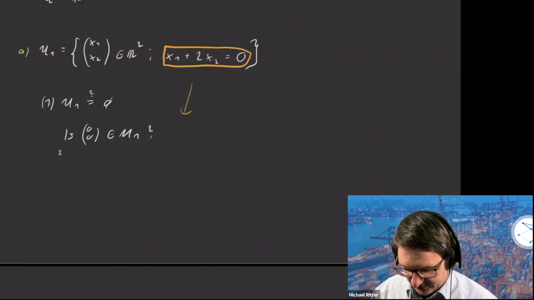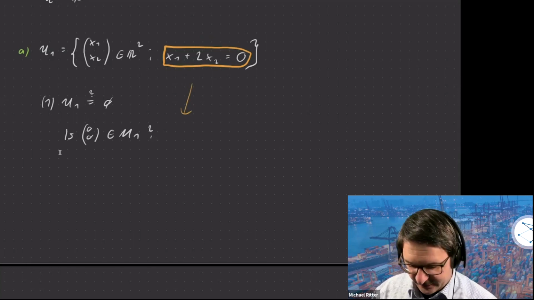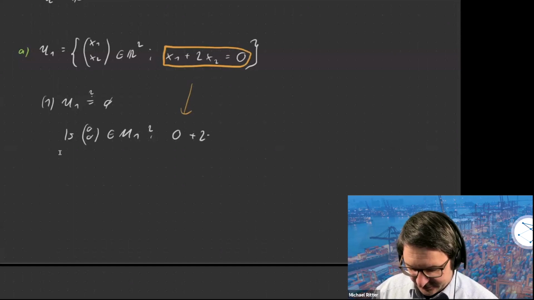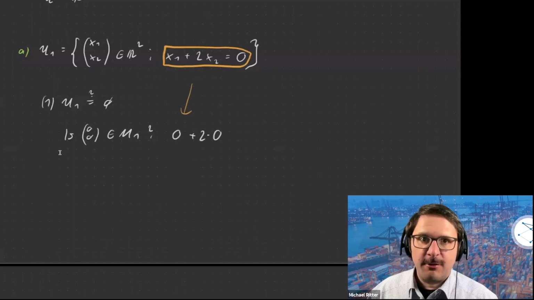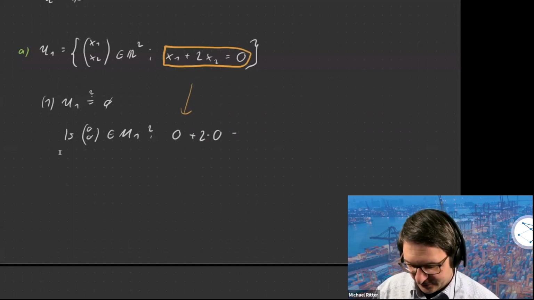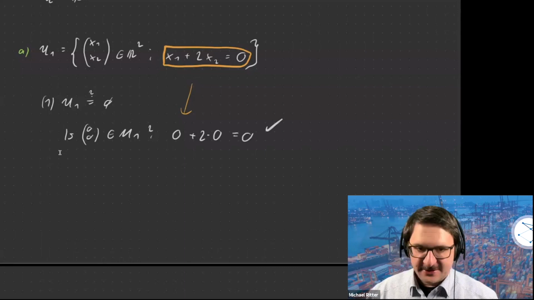And that's what we're going to do. Well, the first coordinate of the 0 vector, the x1, is 0. The second coordinate is also 0. So we have 0 plus 2 times 0. Well, and of course, that is 0. So obviously, the 0 vector fulfills that property.